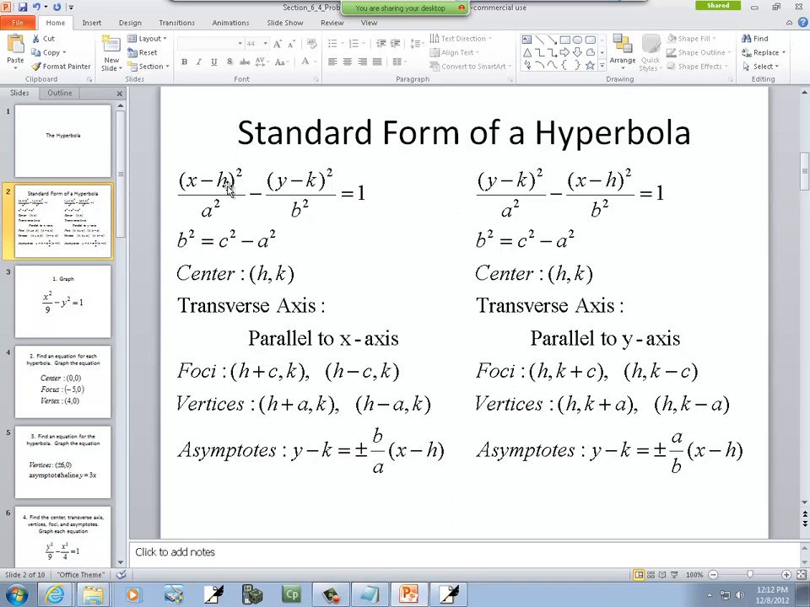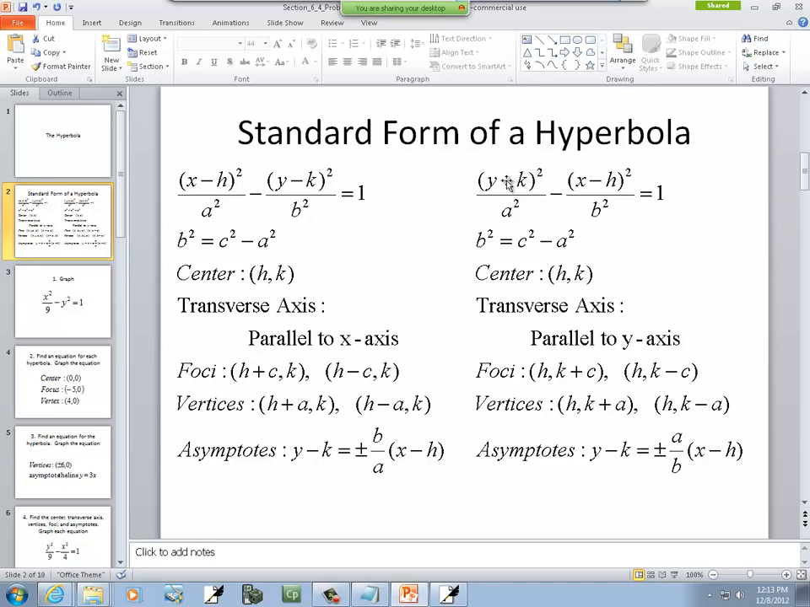And then we've got x minus h. h is just a number. It could be a plus there, it could be x plus 3, but you've got x plus or minus a number, and y plus or minus a number. Both of them are squared, and then they're over numbers squared. a and b are just numbers. And then you have to have a 1 on the right side.